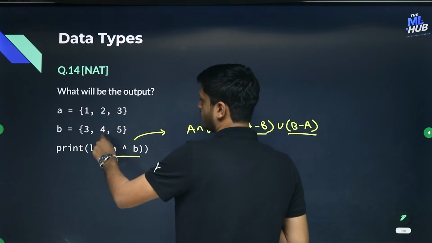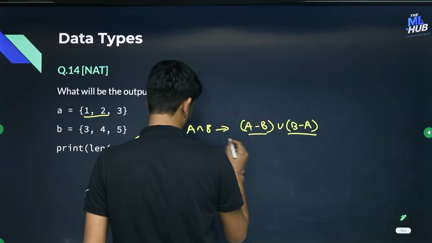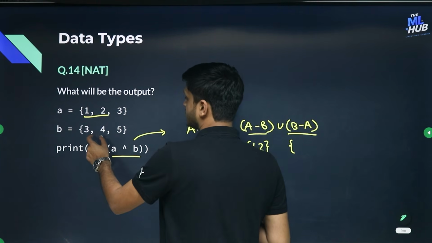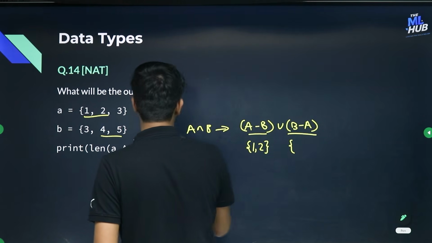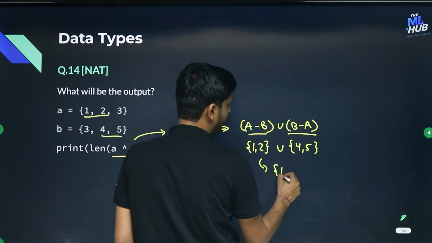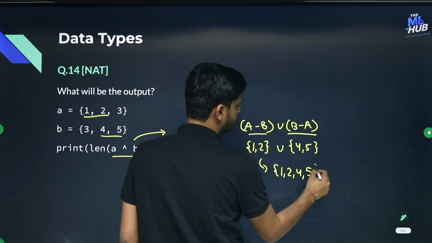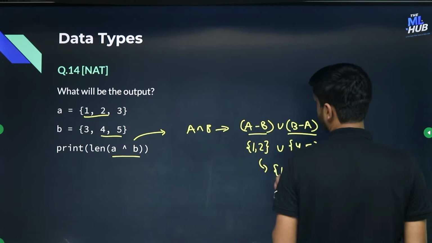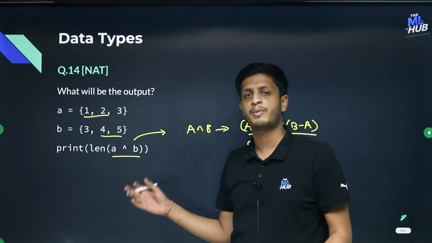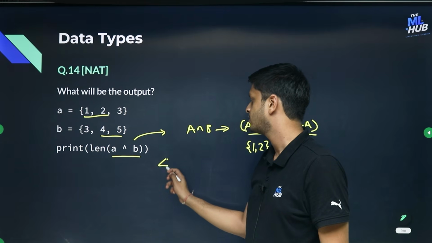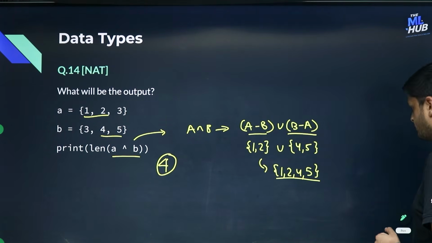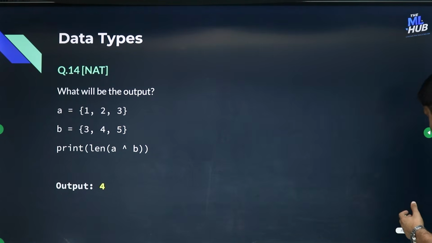So what is A minus B here? All the elements in A which are not in B. So here 1 and 2. So this set will contain 1 and 2. And B minus A, all the elements in B which are not in A, which is 4 and 5. So you will just take the union of both of them. So you will get a set containing elements 1, 2, 4 and 5. So this set will contain 4 elements. And when you print the length of this set, it means how many elements it has? It has 4 elements. Right? 1, 2, 4 and 5. So the length will be 4. So the answer will be 4 here.